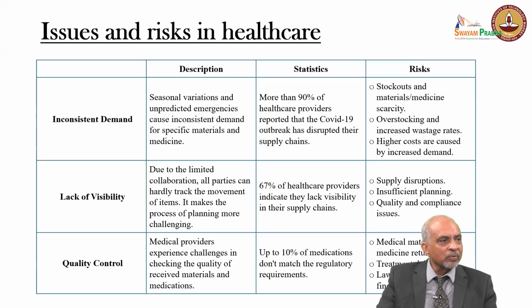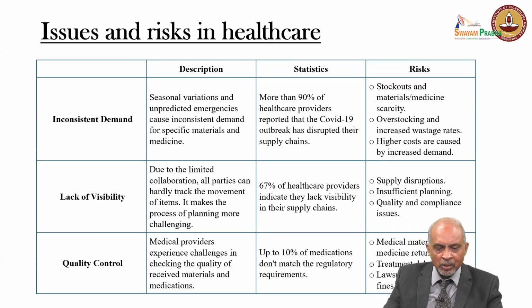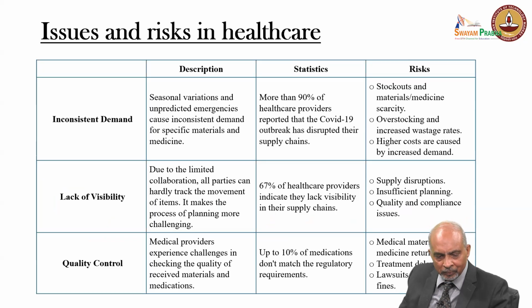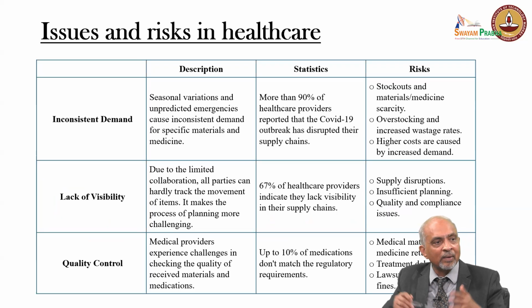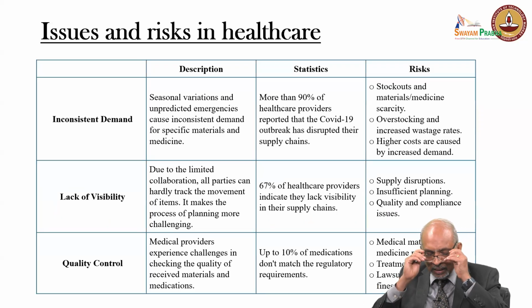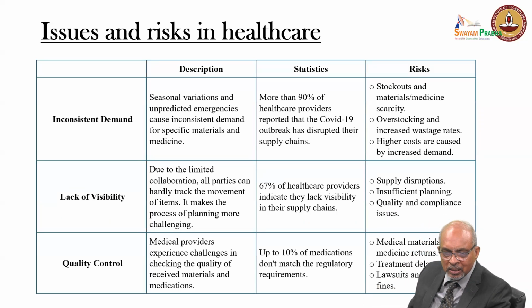So for the next couple of slides, I want to talk to you about some issues and risks in healthcare, expanding on the previous slide that you saw. One is inconsistent demand. What do we mean by that? I already talked about flu season and things like that. Seasonal variations and unpredicted emergencies cause inconsistent demand for specific materials and medicine.